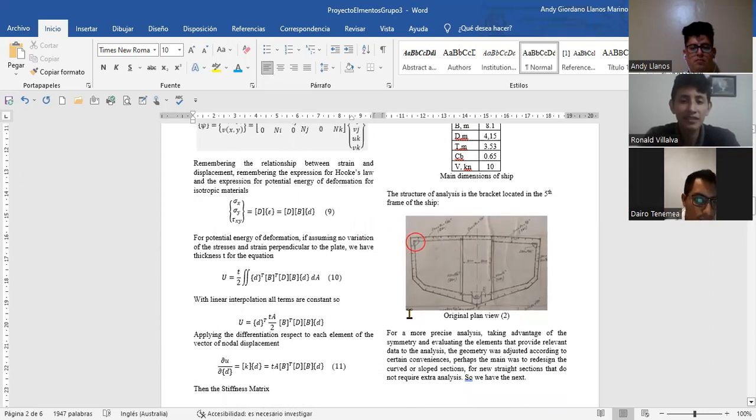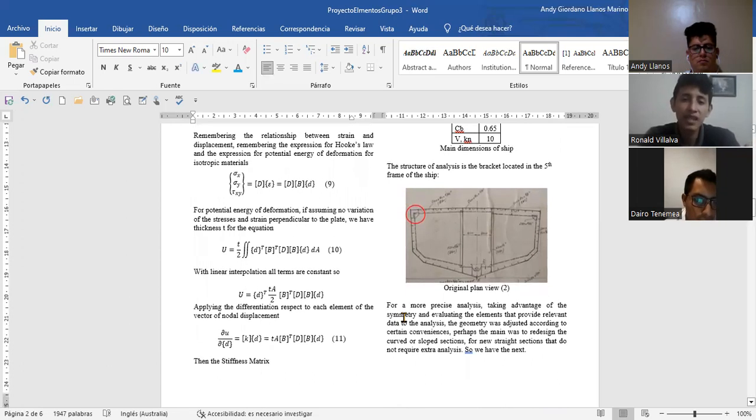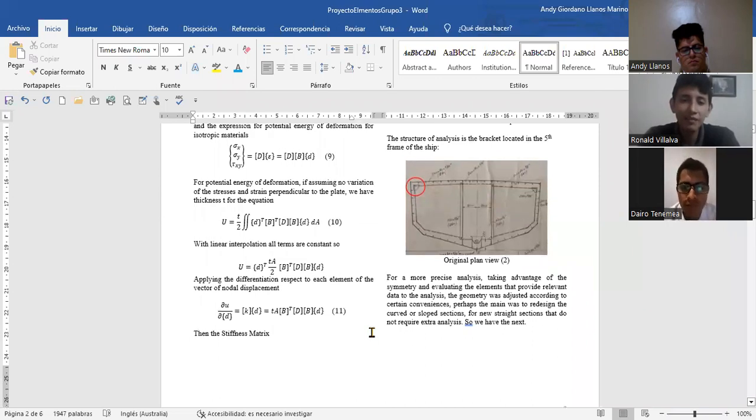This is the image of the original plan of the fifth frame of the ship. The bracket is located here. The bracket we're going to use for the calculation is on the left side. And using the equivalent geometry, we're going to use only a quarter of a beam in the deck, and half of the side.